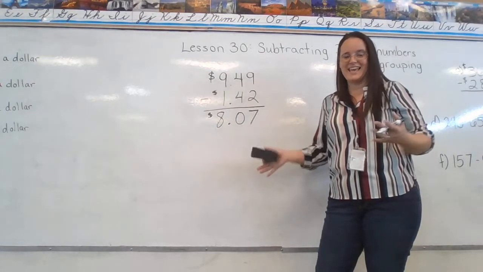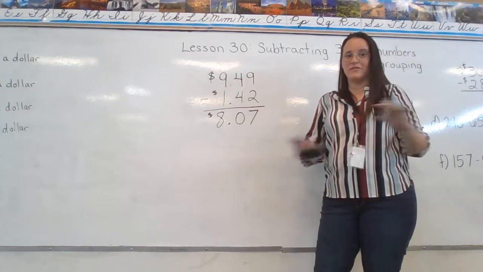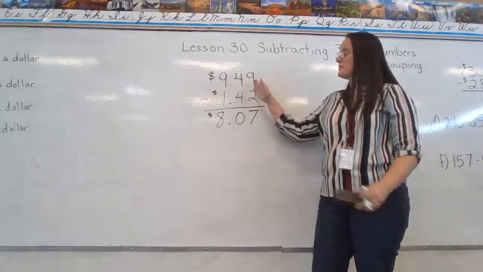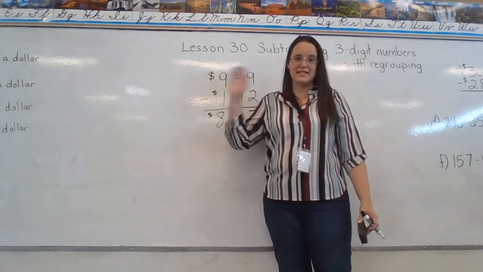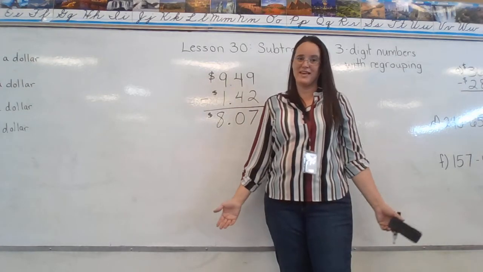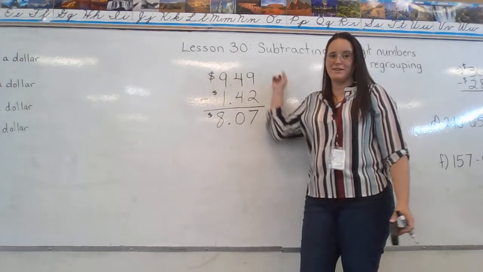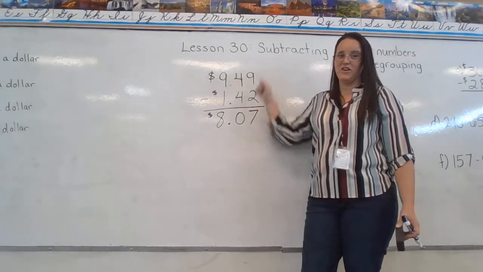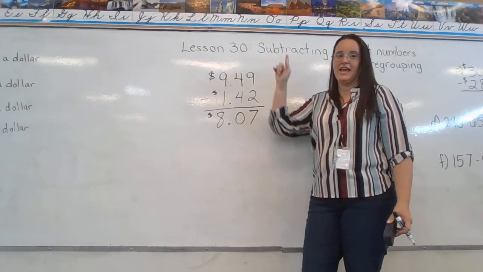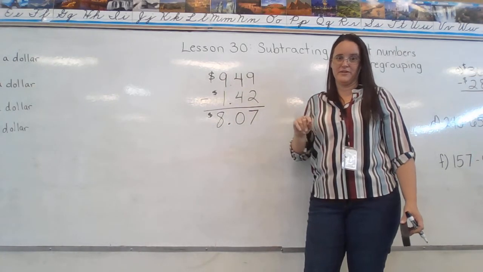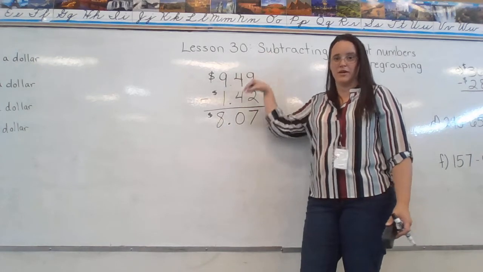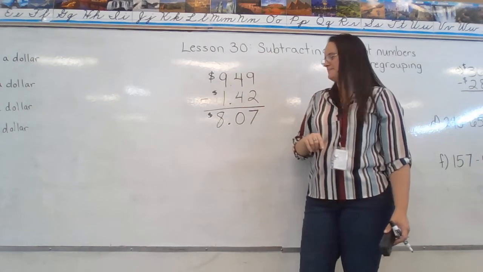Sometimes that's the case. Sometimes we don't have any regrouping. Sometimes we have to regroup every single place value. Depends on the number. You've got to be able to read it correctly and know that we're starting with the top number and we're taking away the bottom number. Okay, we don't subtract up, we subtract going down.